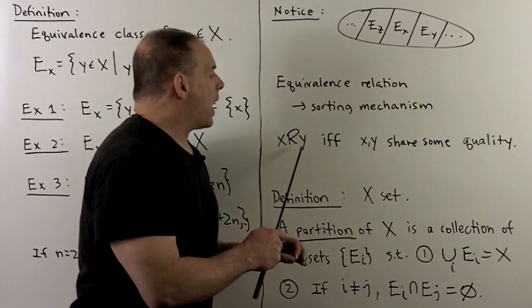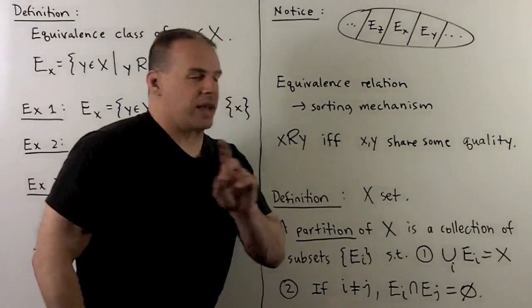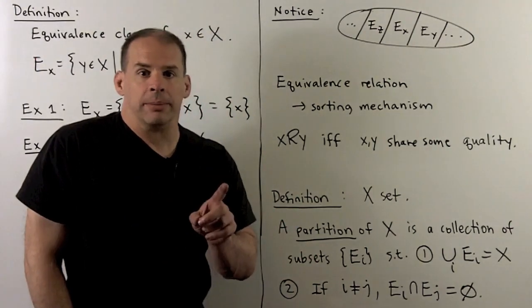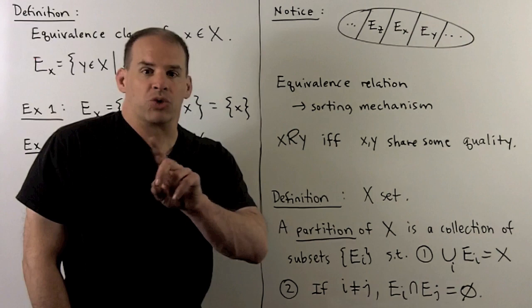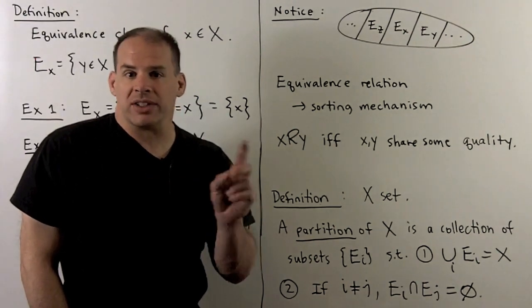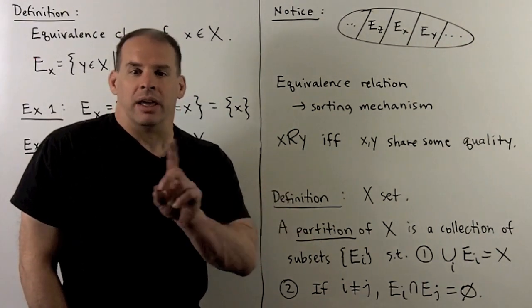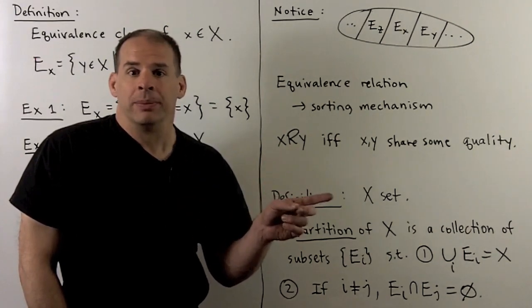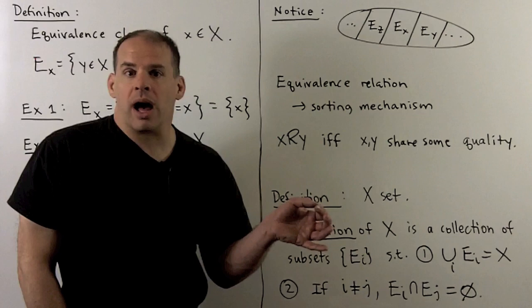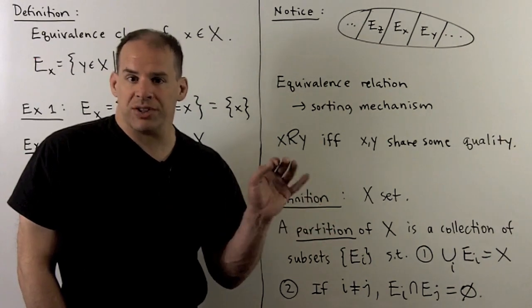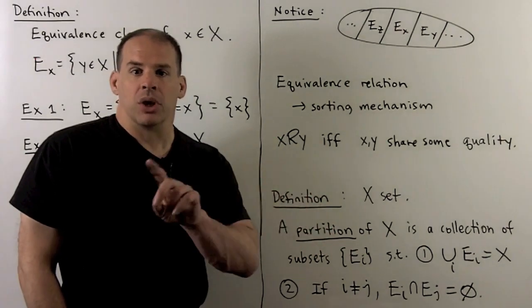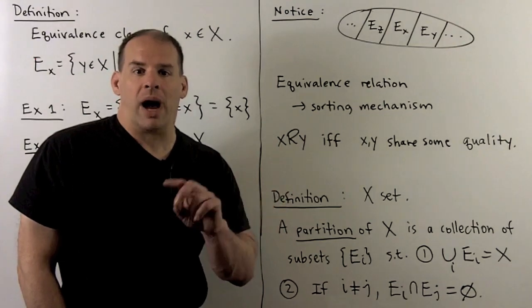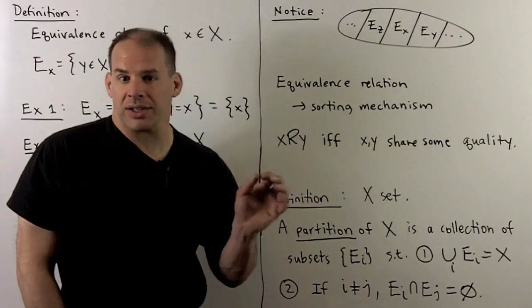X is going to be related to Y if and only if X and Y share some quality. So X is related to X because X will share that same quality with itself. If X is related to Y, X and Y have that same quality, then Y and X have that same quality, and then you can just talk through transitivity in the same way. So if X and Y have that same quality, Y and Z have that same quality, then so do X and Z.